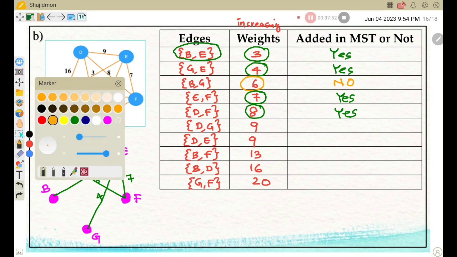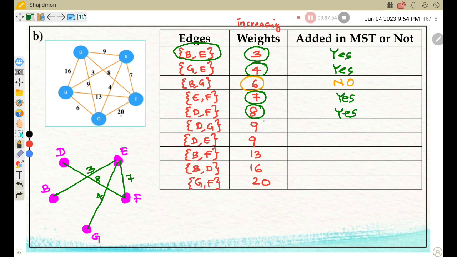Is it possible or not? Like now this 9. DG, can we add? DG we cannot add. If we are adding this one, it will form a circuit here. See, if we are starting this one, ending this one, ending this one, and see, it will form the same point. So it is a circuit. Cannot add that one. Okay.